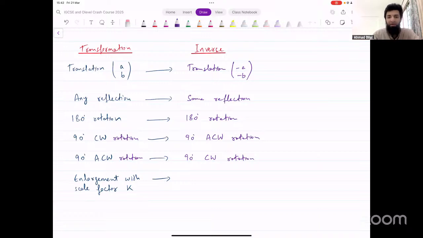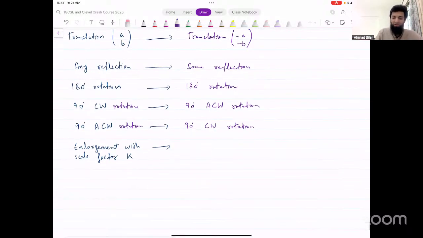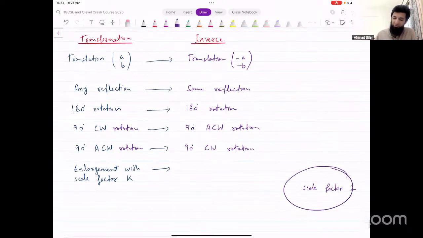And then finally, if we have an enlargement with scale factor k, for instance, let's take an example of that. Let's say you are doing an enlargement with scale factor 2, okay, with some center of enlargement. What would be the inverse of that?